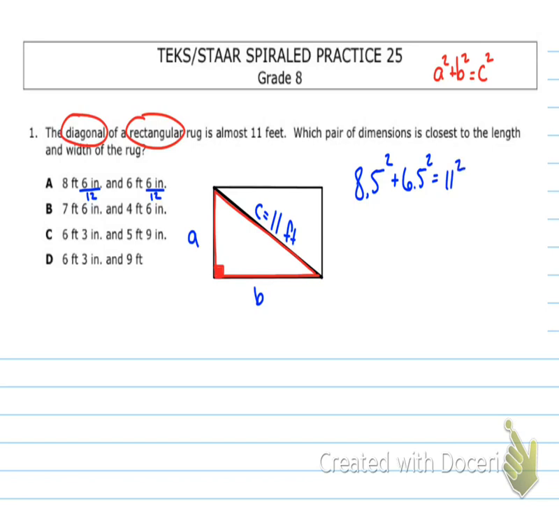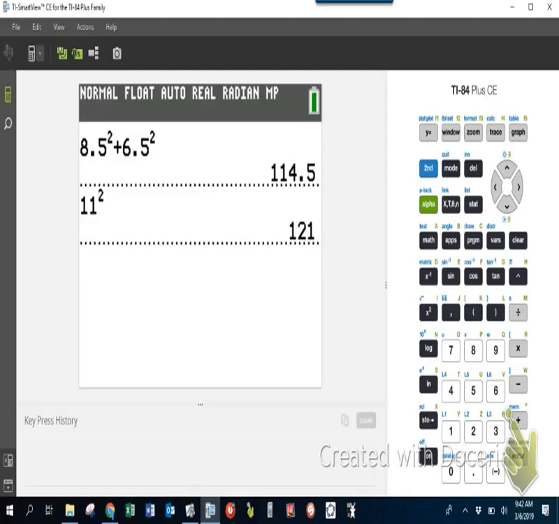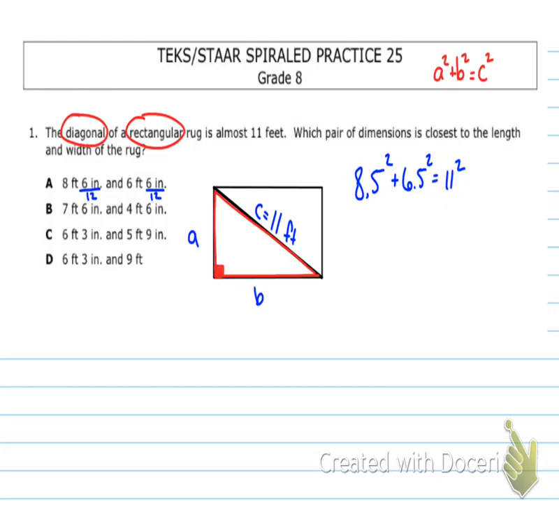And, well, go type it in. So you go to our calculator, and actually, I already have it there. So I'm going to go ahead and use this. Notice 8.5 squared plus 6.5 squared gives you 114.5. And then 11 squared gives you 121. So 114.5, is that equal to 121? And that would be no. So I'm going to say these legs are false. It's something that doesn't work. It's not true according to the Pythagorean theorem. So I need to keep on checking until I find something that works.